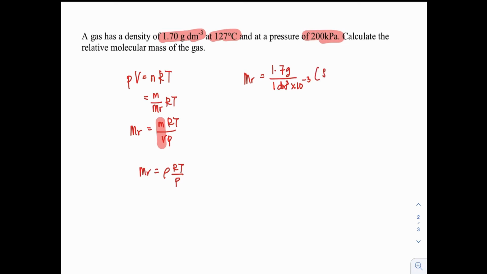R is 8.31. T is 127 plus 273, over pressure is 200 times 10 to the power of -3. So if you solve this equation, then you'll be able to get the answer without any unit.